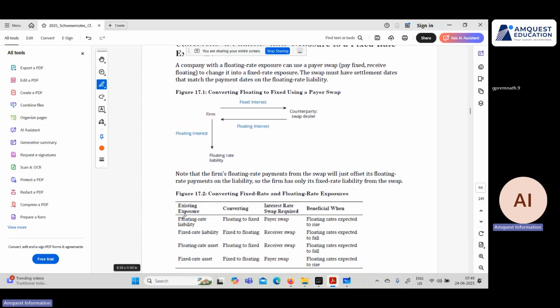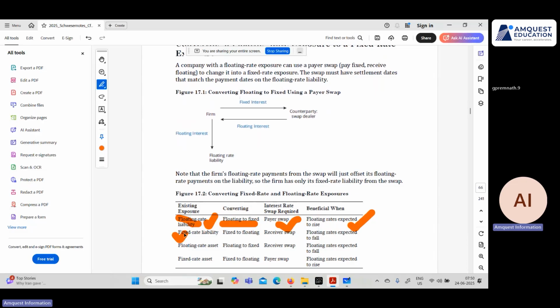If the existing exposure is a floating rate liability, something that we just talked about, the company has a floating rate liability. So what should the company do? He should convert from floating to fixed. Now the company will become a payer swap. And when will the benefit happen? When the floating rate is expected to rise. Obviously, when he thinks that the LIBOR or the S&P 500 rate will increase from 5% to 10%, that's when I think about converting my floating liability to fixed, and I will become a payer swap.